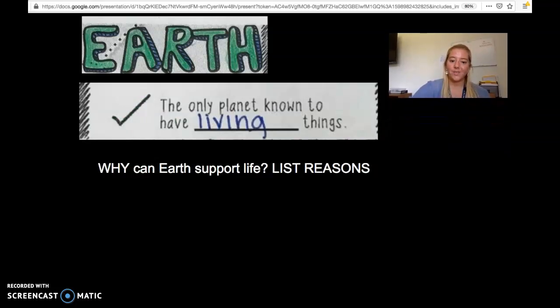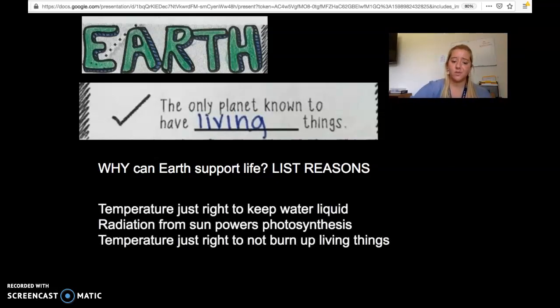Earth is the only planet known to have living things. Why do you think Earth can support life? There are lots of reasons. Here's some of them. The temperature is just right to keep water liquid. Radiation from the sun powers photosynthesis. And temperatures are just right to not burn up living things, right?